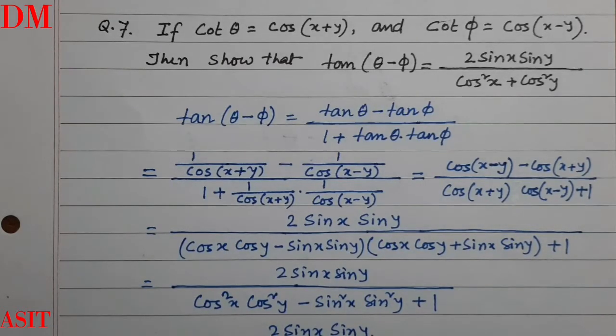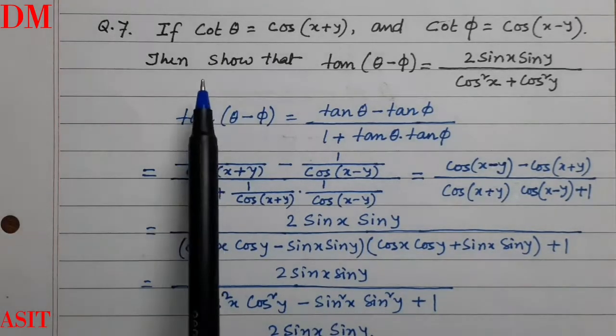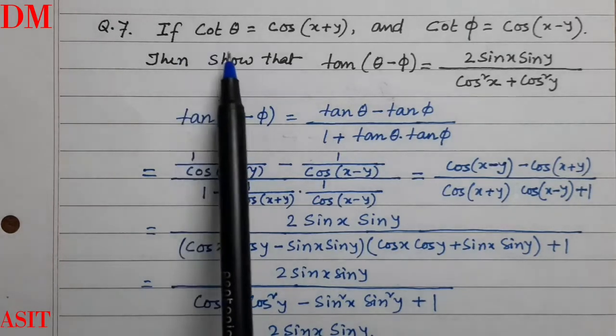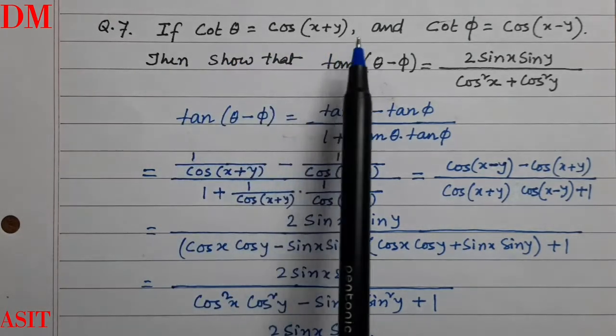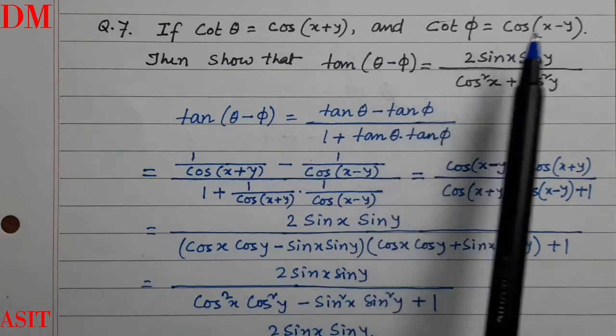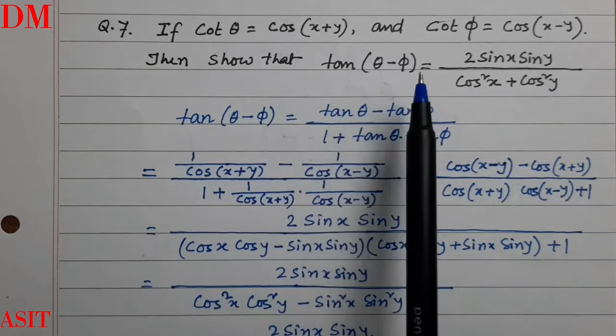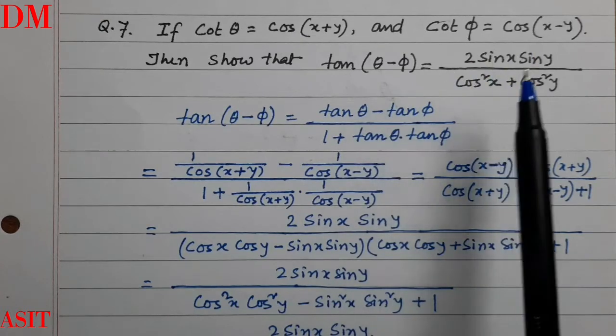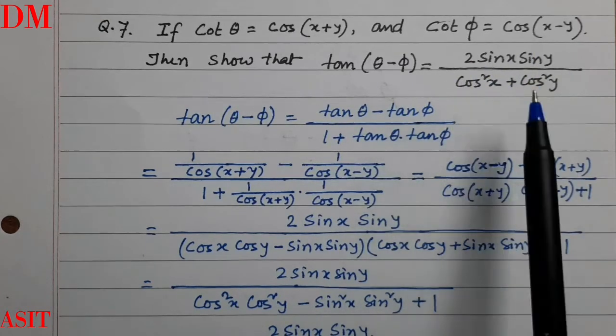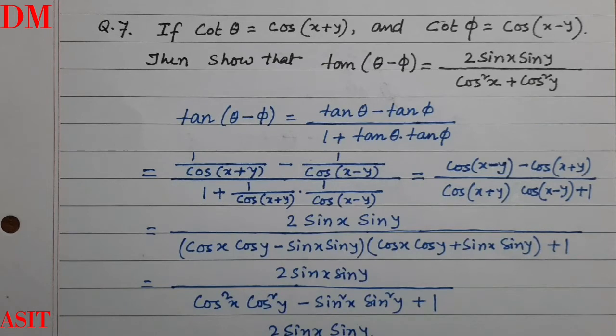Now let us see the next question. There is a seventh question. Now it is given that if cot theta equals to cos of x plus y and cot phi equals to cos of x minus y, then show that tan of theta minus phi equals to 2 sin x sin y by cos square x plus cos square y. Now you can pause the video and solve this by yourself, or you can see the video. So let's see what is the solution.